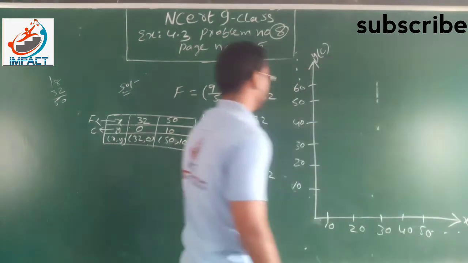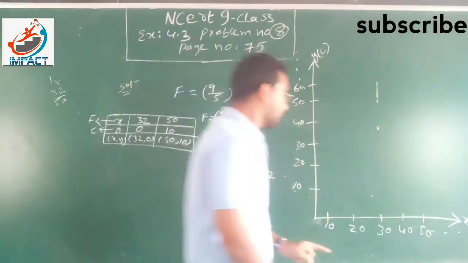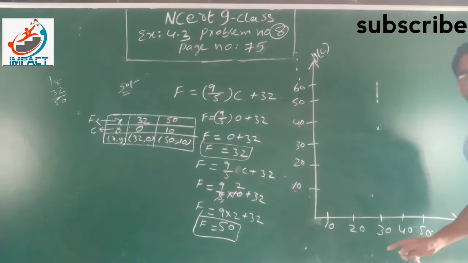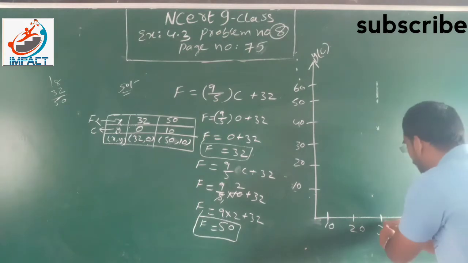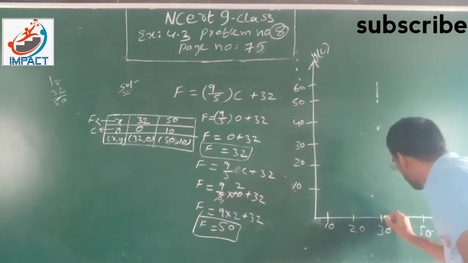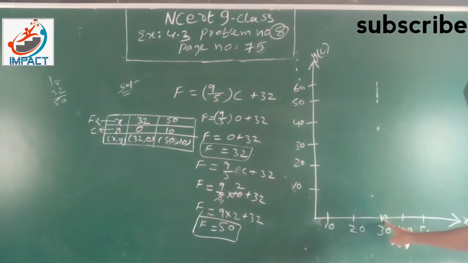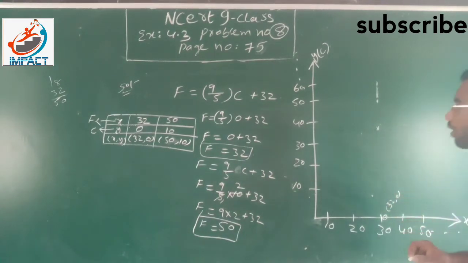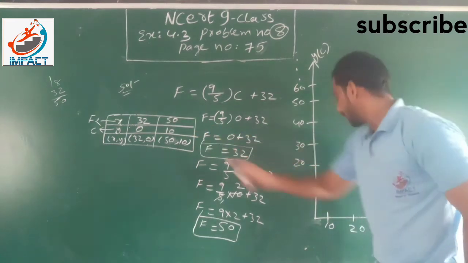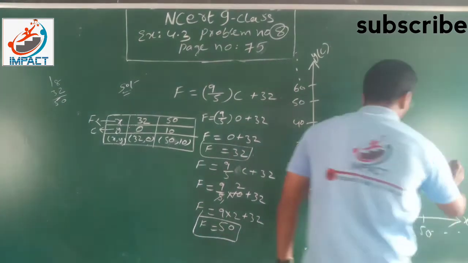Now, first 32 comma 0. How will you find the 32? See, in between 30 and 40 you will find the small lines. After 30, you should count the two small lines. The y-axis is 0, so it will lie on 0. It will be 32 comma 0. Next, 50 comma 10: 50 on the x-axis, 10 on the y-axis. So now join these two.